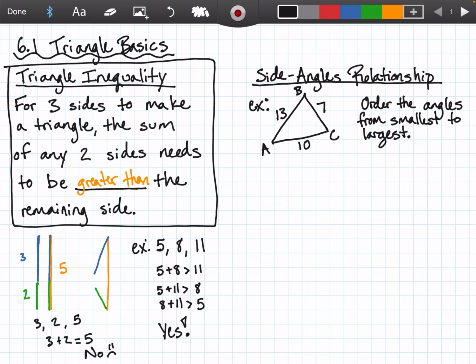Well, let's think about this. Think about opening a door, you know? And from the hinge, if I was to open the door just a little bit and that distance between my handle and the door frame, if the door's not open very wide, it's a pretty small distance. But if I open the door really wide, then that's a bigger distance. And so the idea here is that the smallest angle is across from the shortest side.